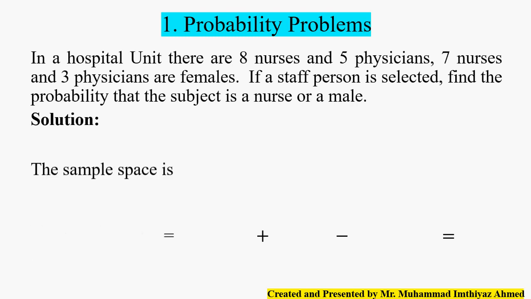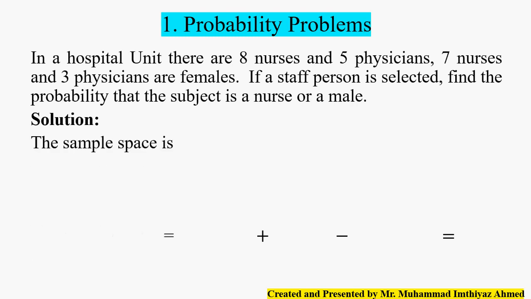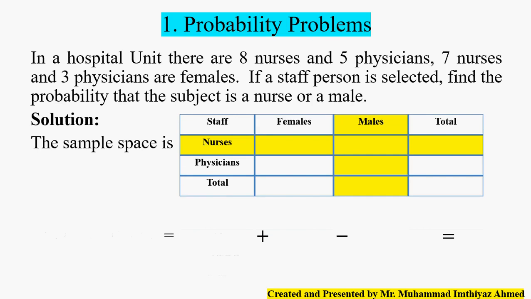First, we have to draw sample space in a tabular form. So we need to take staff details like nurses, physicians, females, males, and total. As given in the question, there are 8 nurses, 5 physicians. This total comes to 13. And 7 nurses, 3 physicians are female. This total comes to 10.